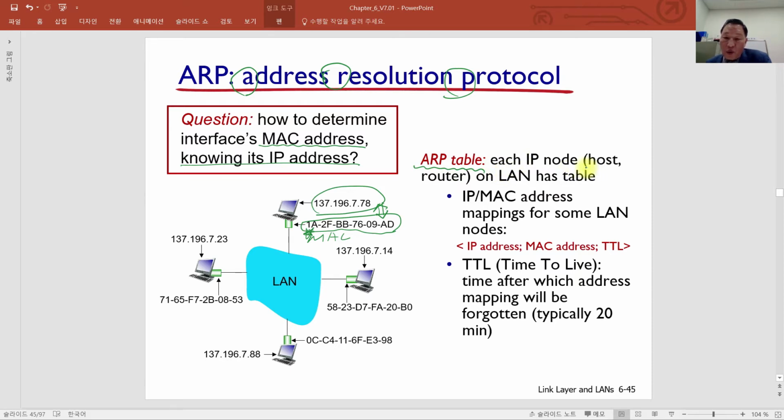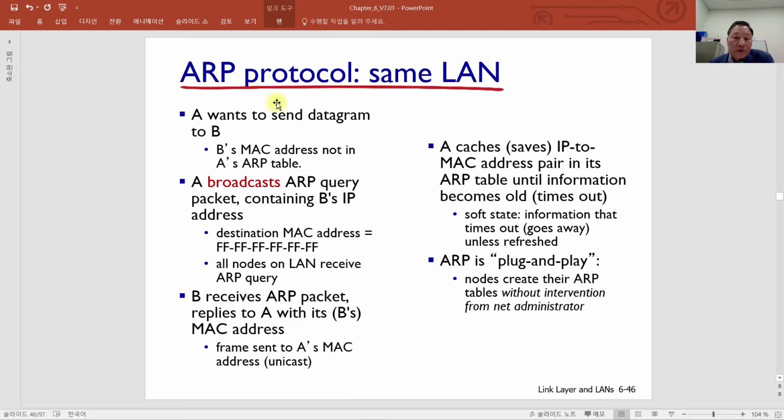Each IP node, host or router on the LAN has a table. This one has a table, this one has a table, this one has an ARP table. Your computer in your house also has one, and also your notebook has an ARP table. This ARP table has the mapping information, the IP to MAC address mapping for some LAN nodes, for example the IP address and MAC address, and other information, the time to live. The time to live is the time after which the address mapping will be forgotten, typically 20 minutes, just for the duration it stays in this buffer cache memory.